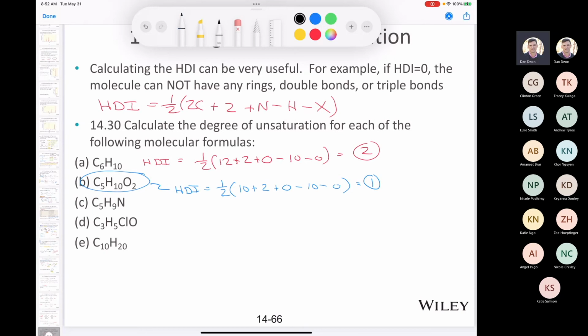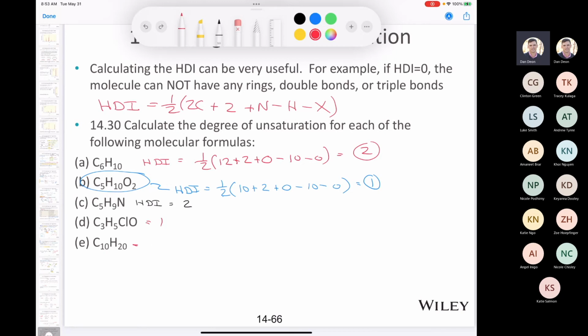If you do the next one, it's all in a similar vein. So HDI for this one, we do 1/2 times 2 times the number of carbons, which is 10, plus 2. So that's 12 plus the number of nitrogens. That's 1. That's 13. Subtract the number of hydrogens. 13 minus 9 is 4. 4 times a half is 2. And so our HDI is 2 for this one. And you do the exact same things for the next one. I'll just write down the answers in the interest of time. We have an HDI equal to 1, and we have 1 over here.